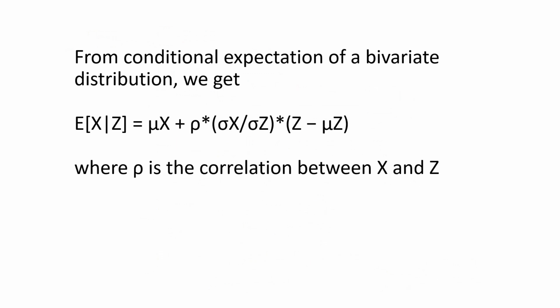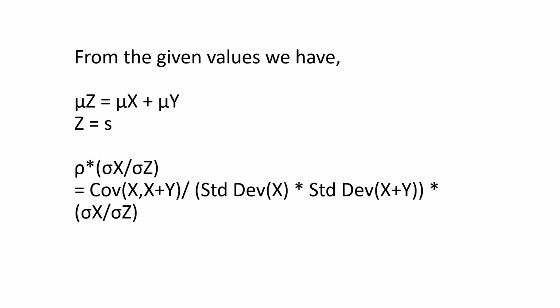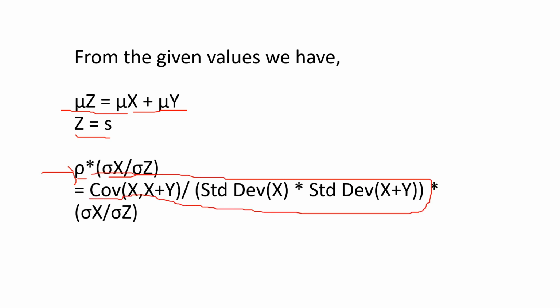Now we know that the bivariate conditional expectation is given by this equation here, where rho is the correlation between x and z. As we have seen in the previous slides, mu z was equal to mu x plus mu y, and in the question we are given z is equal to s. For the term rho times sigma x by sigma z, the correlation rho can be written as the covariance divided by the product of standard deviations. So we have the covariance between x and x plus y over the standard deviation of x times the standard deviation of x plus y.